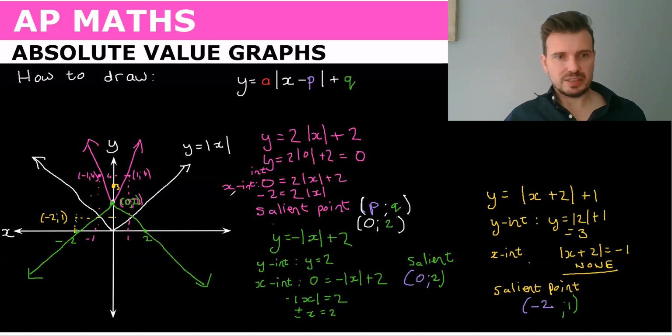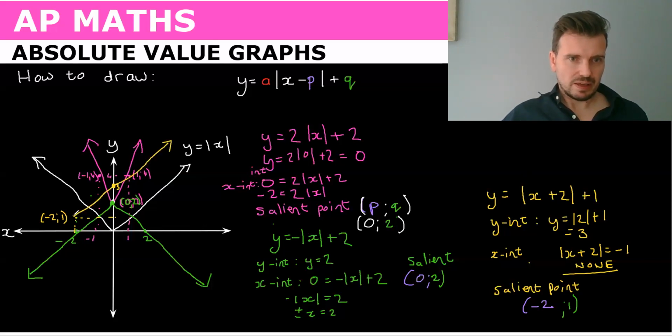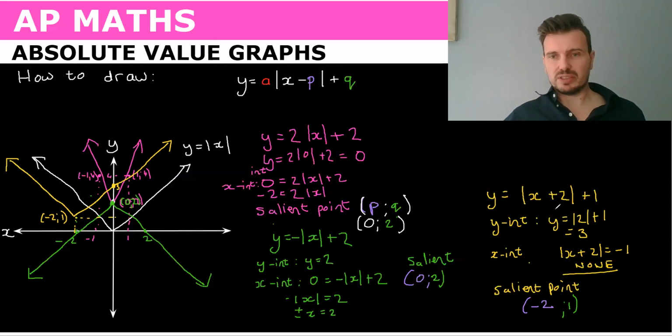And our y-intercept is 3. And so we can go up like that. And it's going to run parallel with our white one, because it has the same a, so it's got the same gradient. So there's our salient point, and there's our y-intercept for the yellow graph.